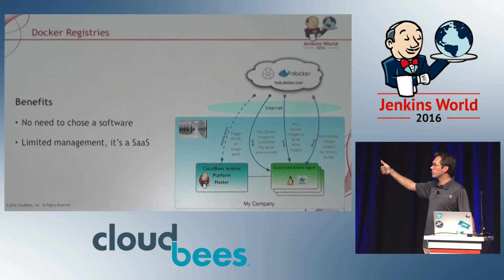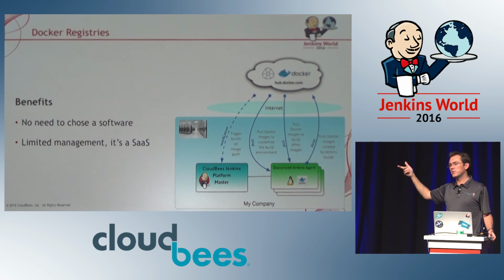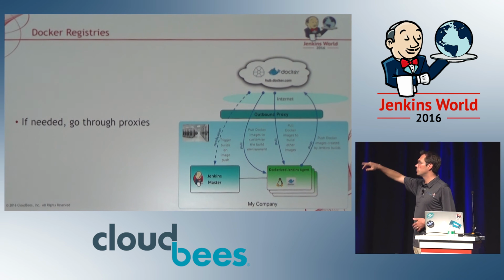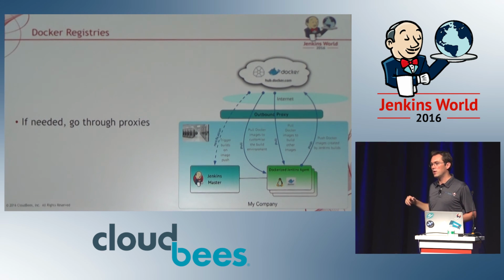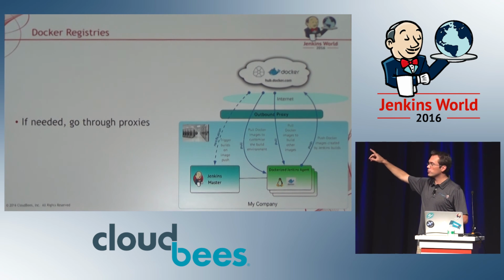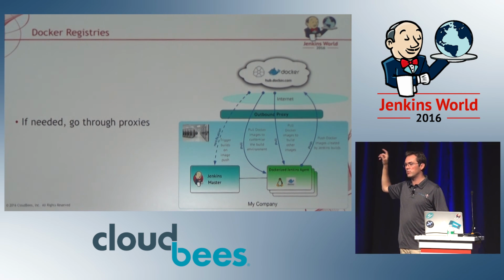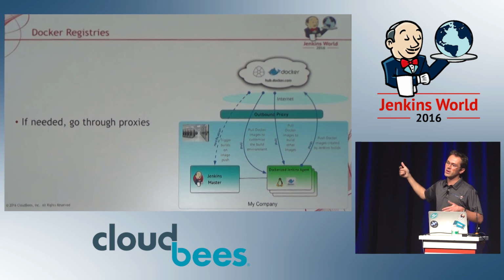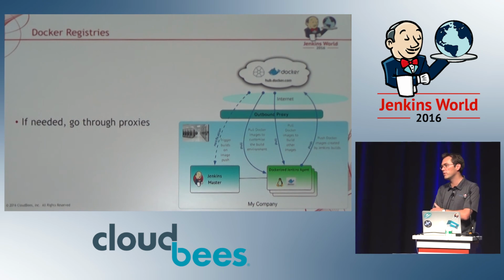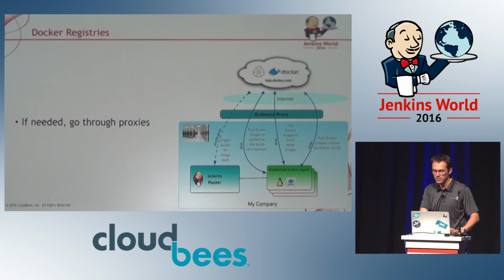You don't have to choose the software, and the management that you have to do is very limited because it's a software as a service. Maybe you will have to go through proxies, but you can configure all your infrastructure, all your Docker engines to go through proxies. Be careful, Docker Hub does not have a fixed IP address if you have to configure firewalls, because they are based on Amazon ELB, and Amazon ELB doesn't tell you which IP address is used. So be careful if you have firewall constraints, it will be hard to know which image you use.